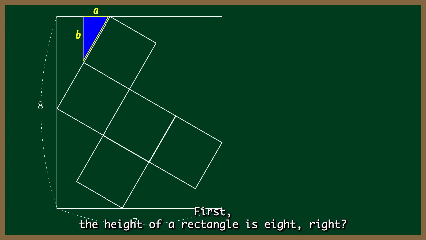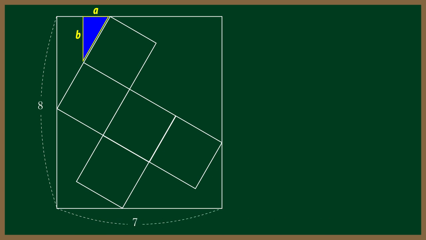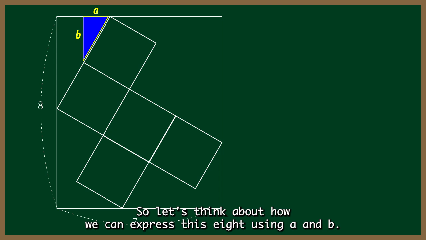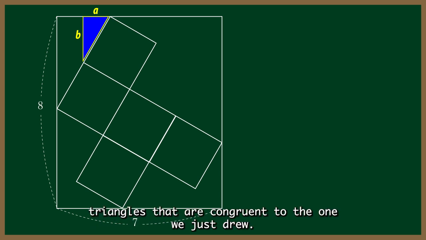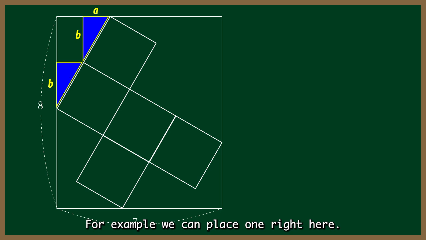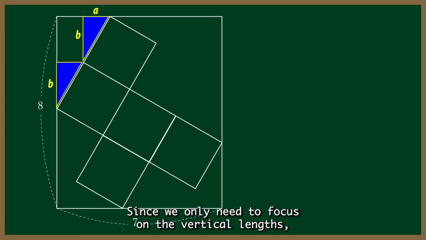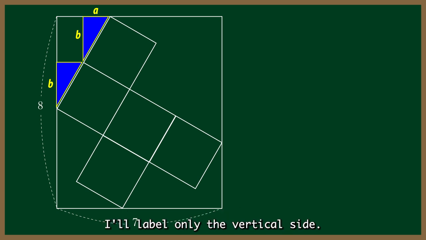First, the height of the rectangle is 8, right? So let's think about how we can express this 8 using A and B. That will be our starting point. To do that, we will place several right triangles that are congruent to the one we just drew. For example, we can place one right here. Since we only need to focus on the vertical lengths, I'll label only the vertical side. The vertical side of this triangle is B.